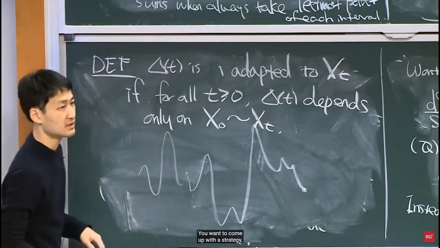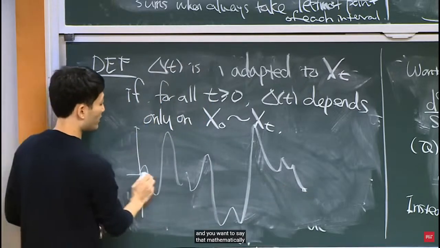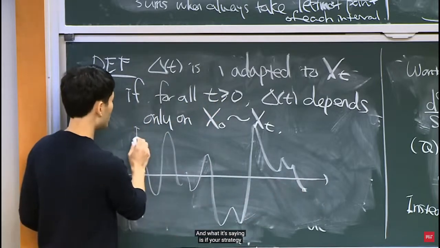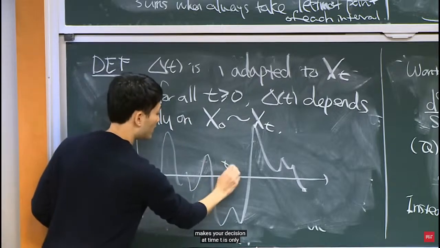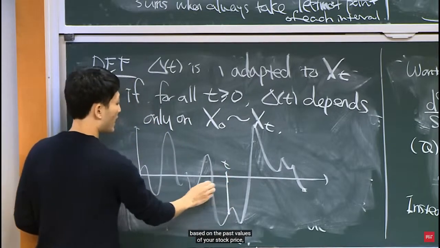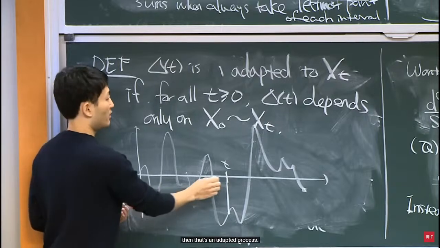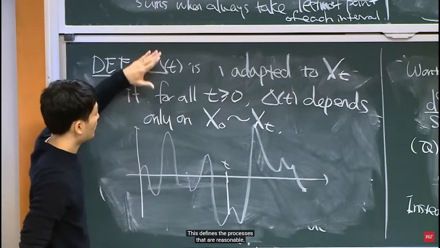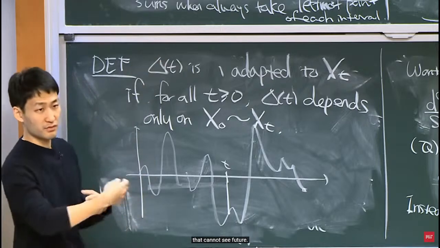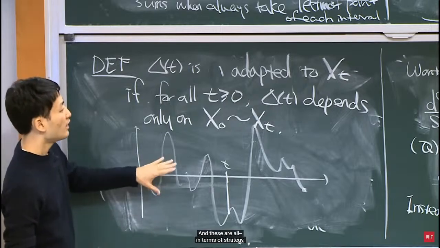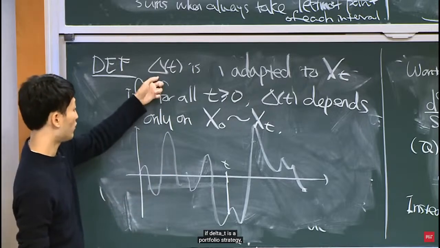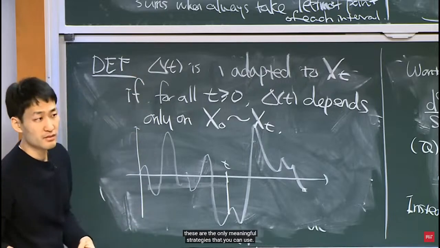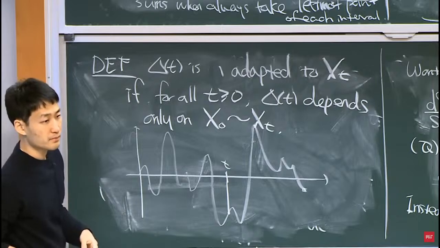You want to come up with a strategy, and you want to say that mathematically the strategy makes sense. What it's saying is, if your strategy makes its decision at time t based only on the past values of your stock price, then that's an adapted process. So this defines the processes that are reasonable, that cannot see the future. In terms of strategy, if delta t is a portfolio strategy, these are the only meaningful strategies that you can use. Okay?